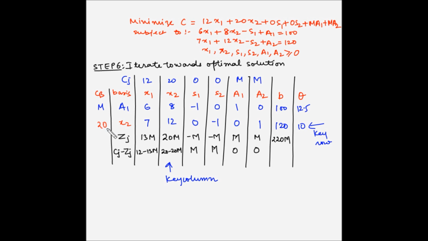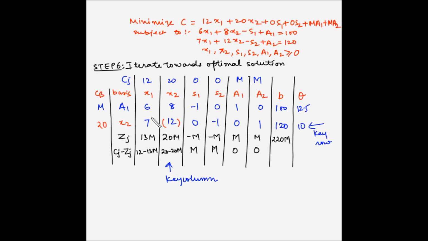So 20 comes here. Now we know the key column and the key row, and the element at the intersection of the key column and key row is marked as the key element. So here 12 is the key element. Now what we have to do is make this key element 1. So we'll divide all the elements in the key row by the key element, so that the key element becomes 1.